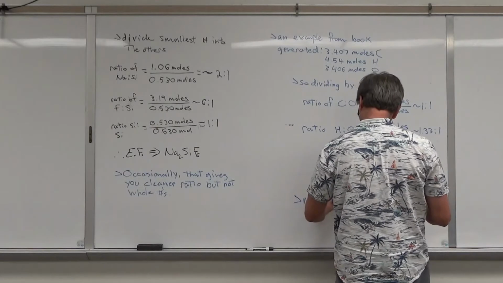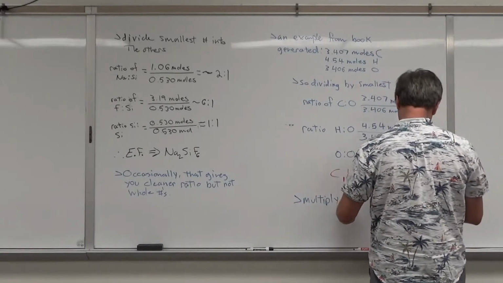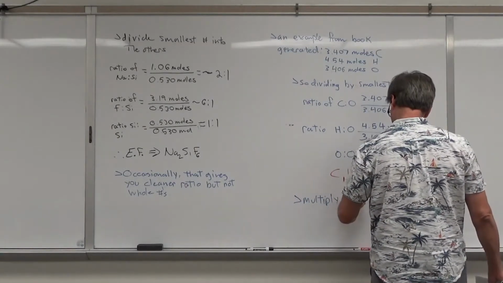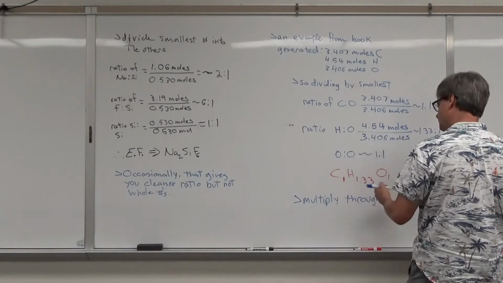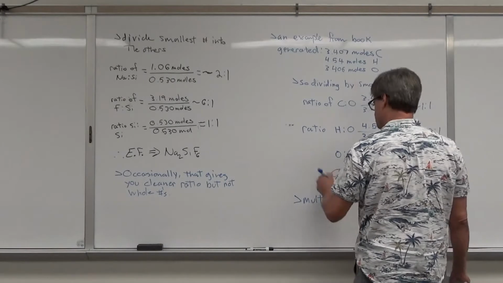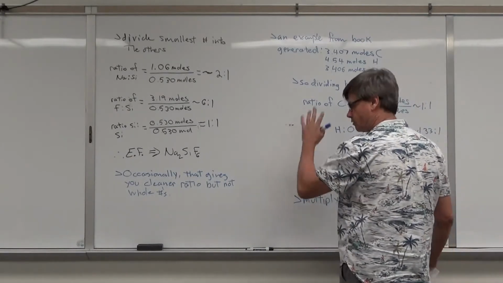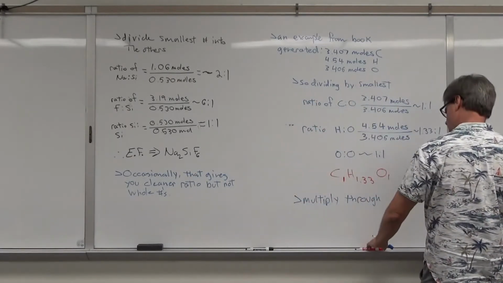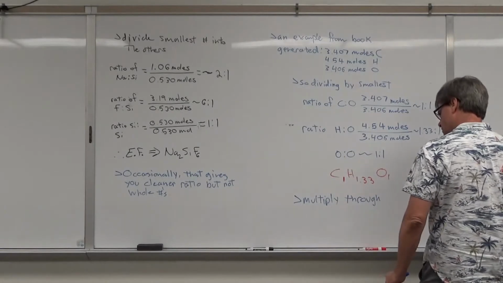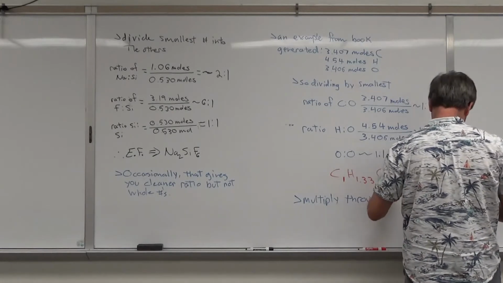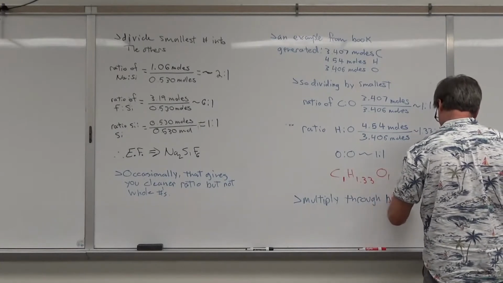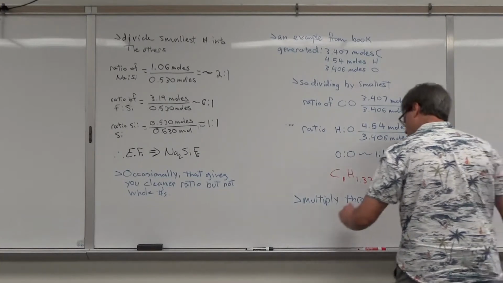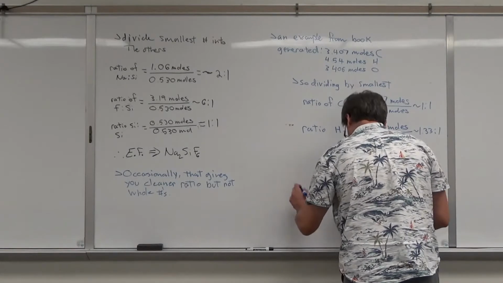Perhaps you can see it, but multiply through. This is a little bit like what we did with balancing equations when we came up with some sort of fractional coefficient in the middle of a balanced equation. Multiply through by the whole number that will give you the smallest whole number ratio.